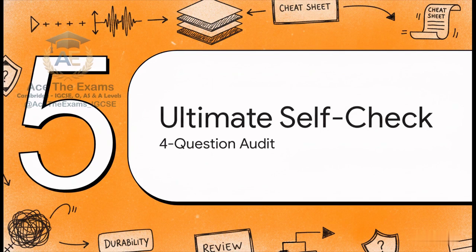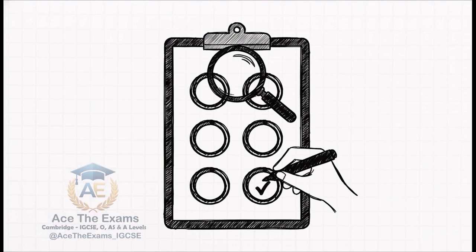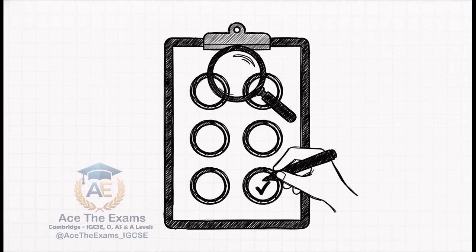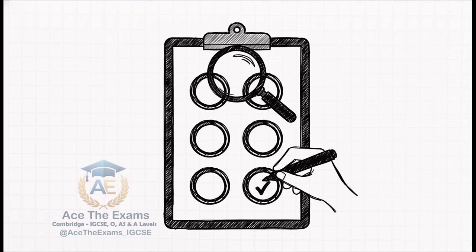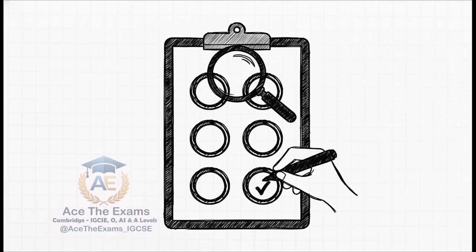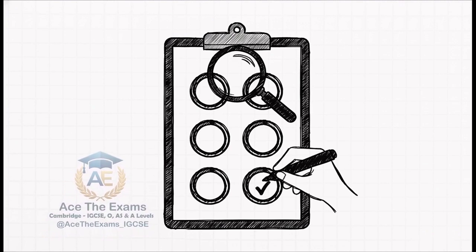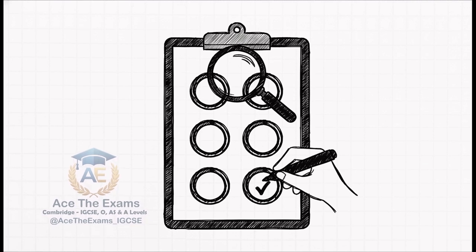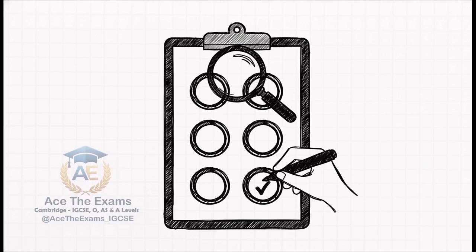Section 5. The ultimate self-check. Let's do a rigorous 4-question audit. You've seen the traps. You've learned the 3 layers of concept compression. You've mastered the rapid method review sequence, and you now completely understand the absolute necessity of context and boundaries. Now, we transition to the final system presentation.